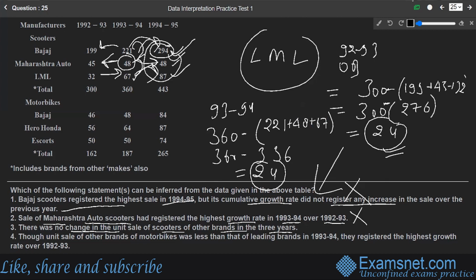And if we compare for the last one also, 294 plus 48, that is 342. 342 plus 87 would be 429. And if we subtract, 453 minus 429, that is also 24. So he is right when he says there was no change in the unit sale of scooters for other brands in 3 years. Every time the other brand sale is coming out to be 24, 24, 24 only. So statement number 3 is completely right.